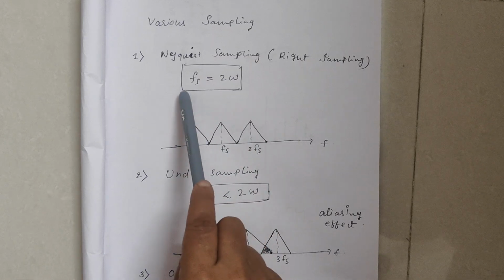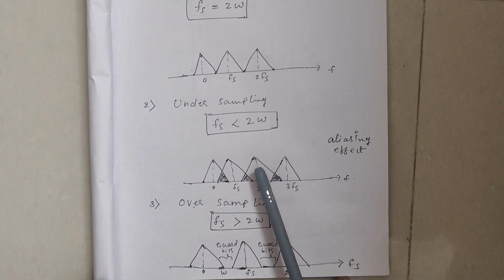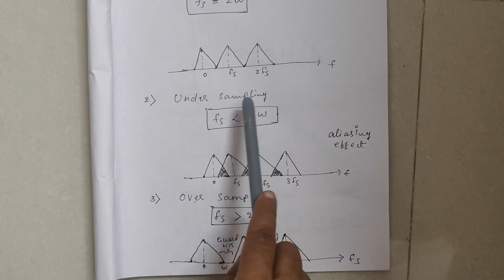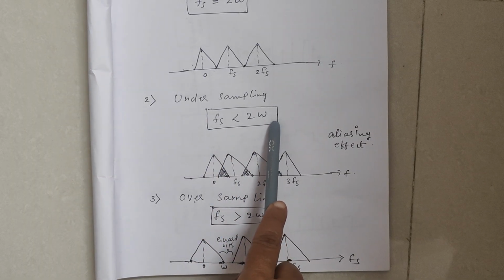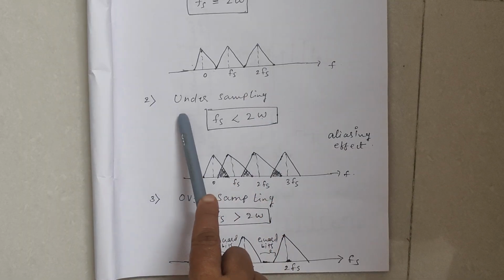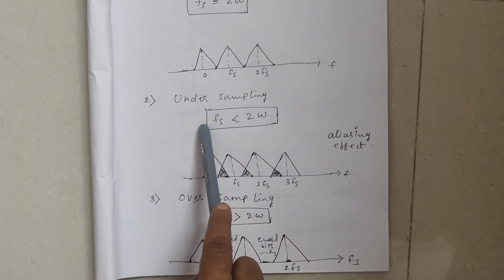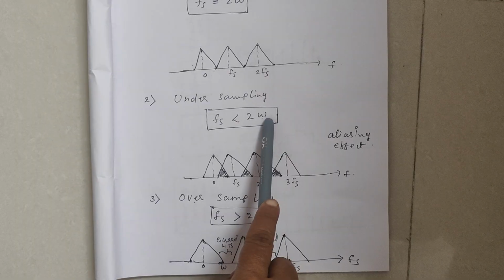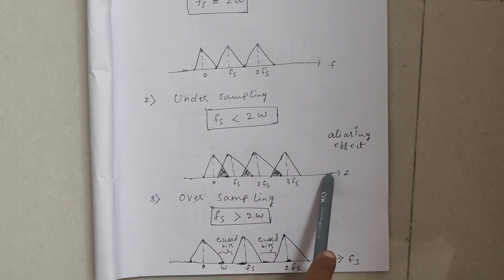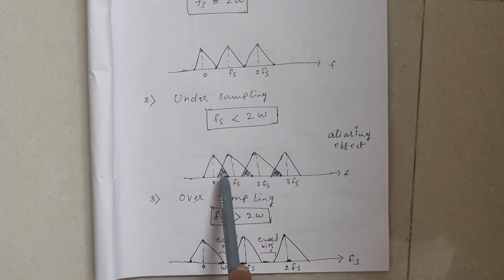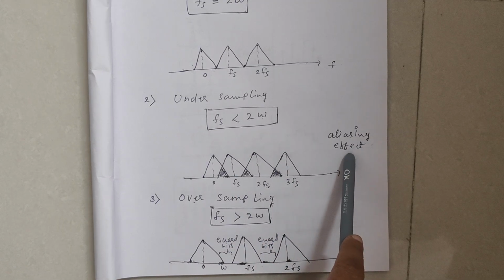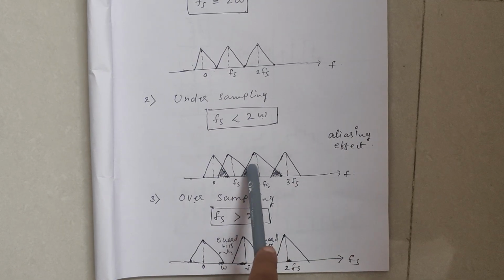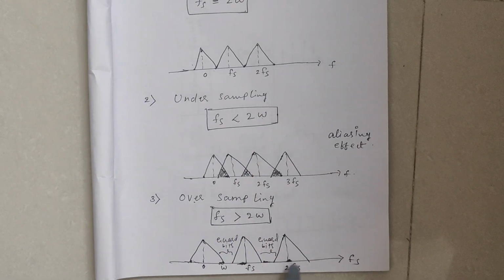And this is the spectrum for Nyquist sampling. Now let us see undersampling. What is undersampling? When we sample a signal at Fs less than 2W, it is called undersampling. When we do undersampling, there will be an aliasing effect. In the spectrum we can see that when we do undersampling, there is an overlapping of the signal. So we cannot completely recover the signal properly. An aliasing error occurs. Aliasing effect or aliasing error occurs during undersampling.